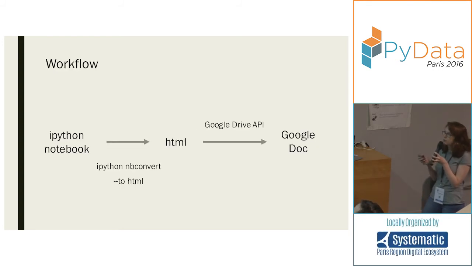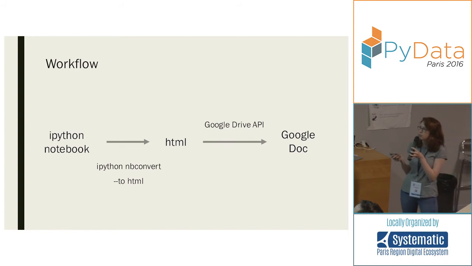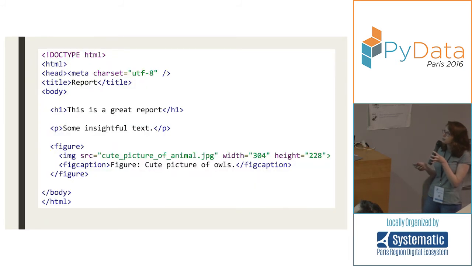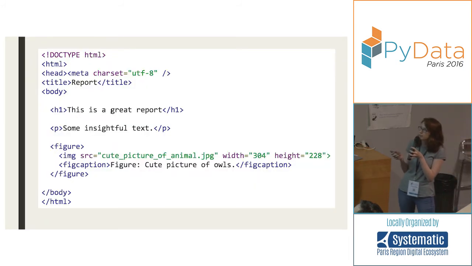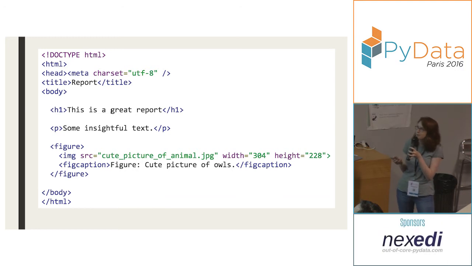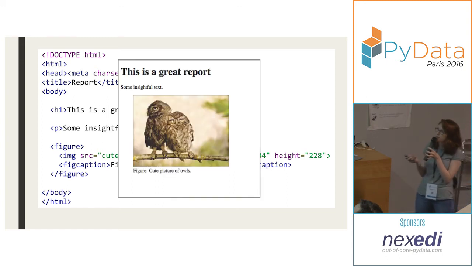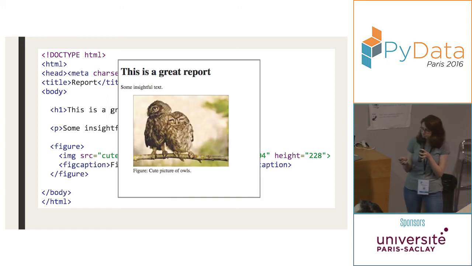This is my workflow. I was going to use a notebook, convert it using nbconvert to HTML, and then use the Google Drive API to create a Google Doc. I created some really simple HTML as an example. I've got a header, a paragraph, and a picture. This is what it looks like when I put it into my browser.